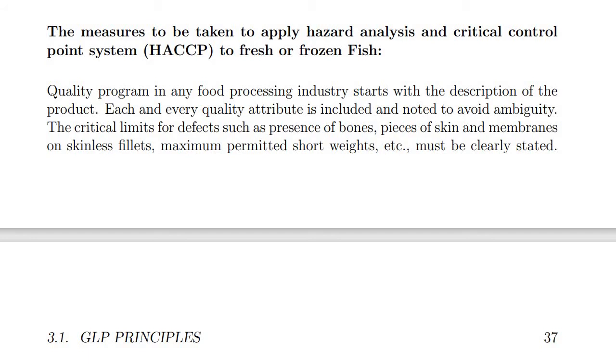So what is HACCP? HACCP is hazard analysis and critical control point. The quality program in any food processing industry starts with the description of the product. Each and every quality attribute is included and noted to avoid ambiguity. The critical limits for defects such as the presence of bones, pieces of skin and membranes on skinless fillets, maximum permitted short weights, etc. must be clearly stated.